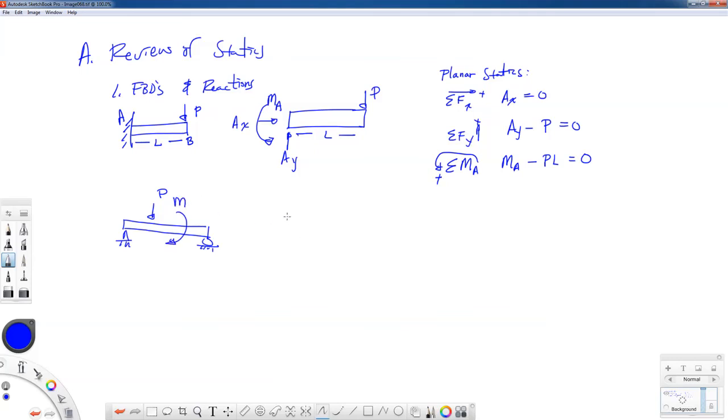But the reactions at the supports then would be, for my pin support, I can have two perpendicular reactions. If that's point A on the left, maybe point B on the right. And my roller reaction can support a reaction that is perpendicular to the surface on which the roller is resting. Usually that means in the vertical direction, so we'll just label that as BY.